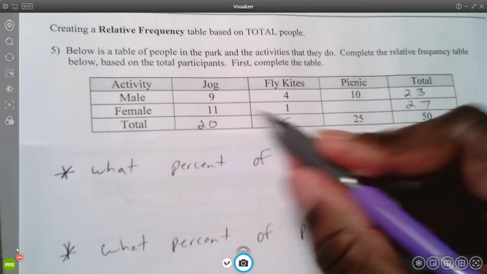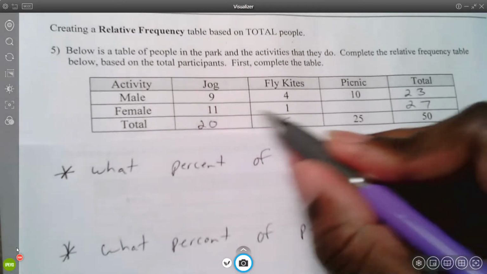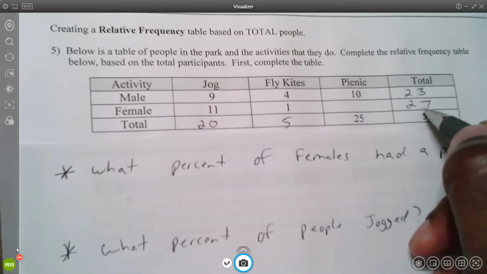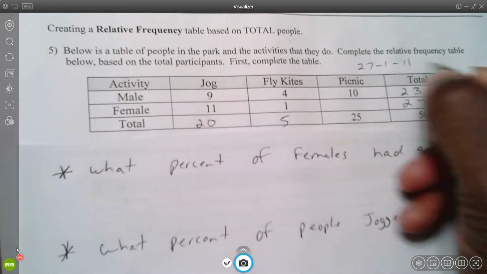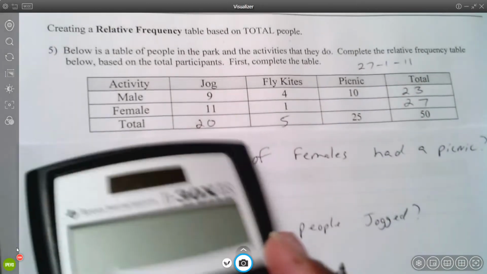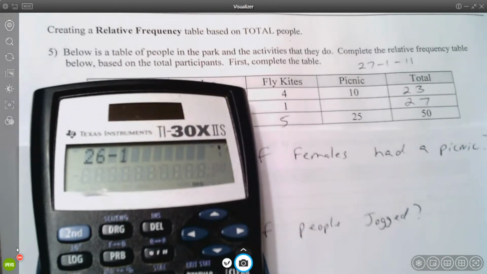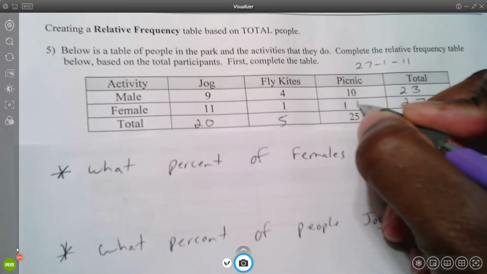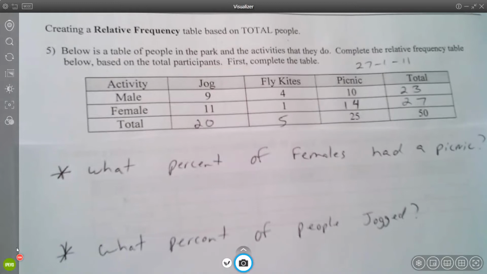And that means for this 27, the missing blank, I would take 27 and take away 1 and 11. So 27 take away 1 is 26, and take away 11 should be, let's use a calculator, just to make sure we're right. So 26, take away 11. So it's 14. So we filled out the table.